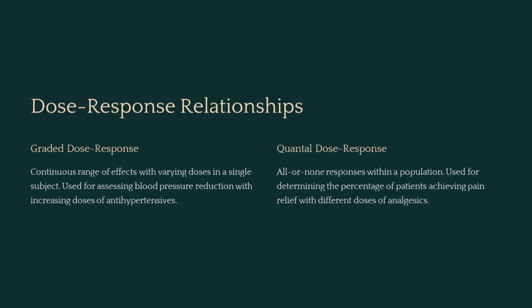Dose-response relationships can be graded or quantal. Graded dose response shows a continuous range of effects with varying doses in a single subject, while quantal dose response determines the percentage of patients achieving a specific effect with different doses of a drug.